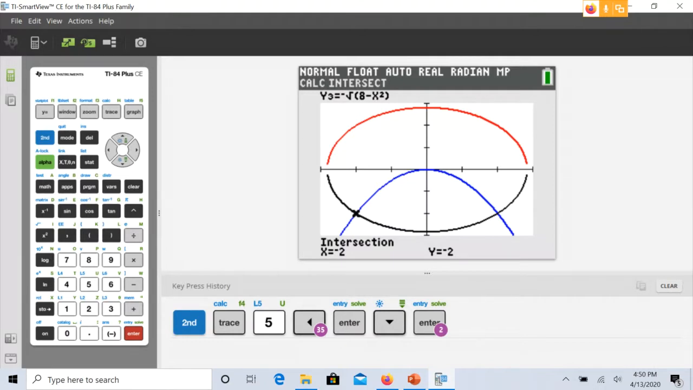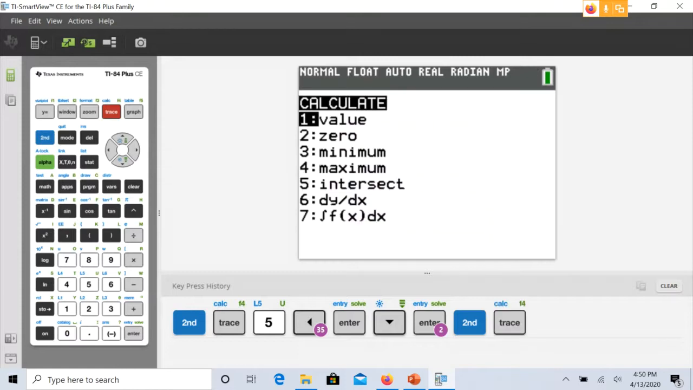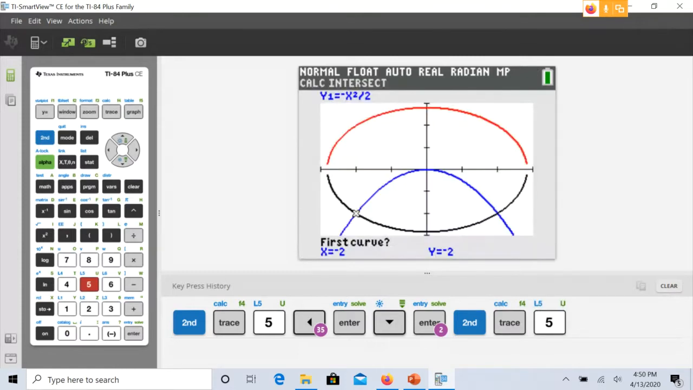And we can do the same type of thing to get the coordinates on the right-hand side. We're just going to go ahead and repeat the process. So I'm going to go back to my calculator and do second trace. I'm still going to pick number 5, the intersection. And let's go ahead and right arrow over closer to that right-hand intersection point.